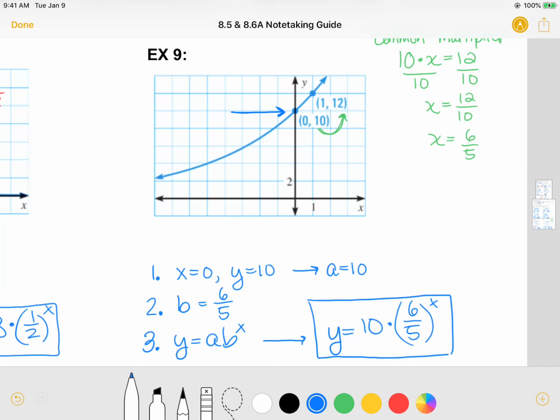Stay tuned for the next segment of 8.5 and 8.6 combined. That video will be 8.5 and 8.6b. And what you're going to do is you're going to get started on graphing your exponential growth and decay models.